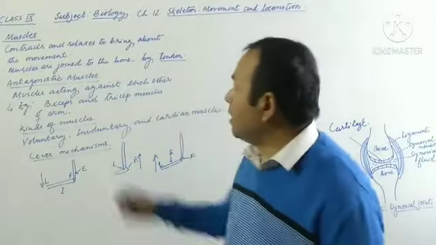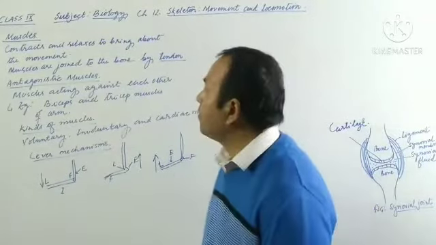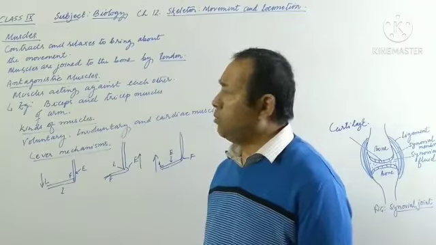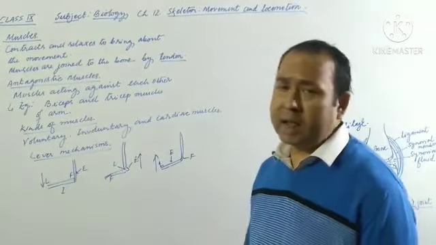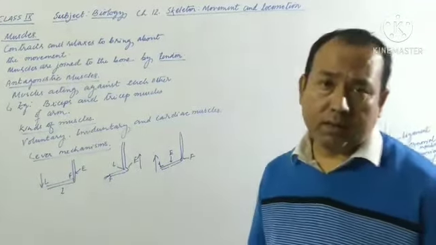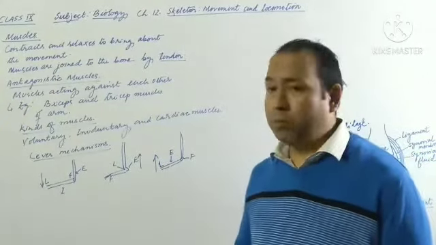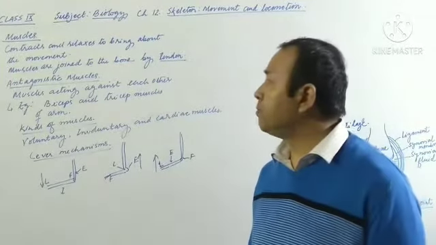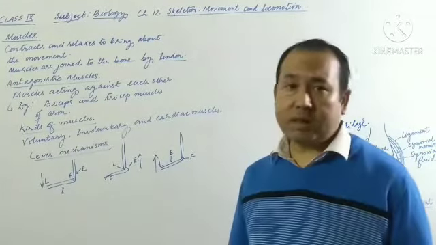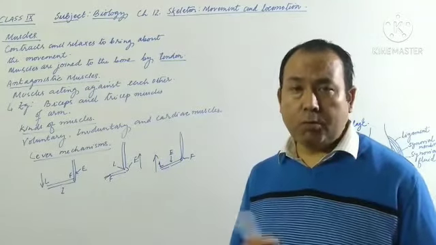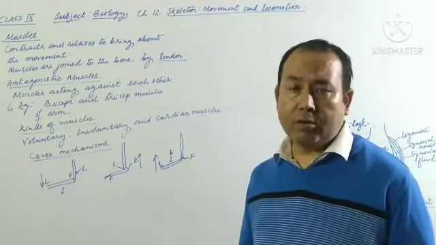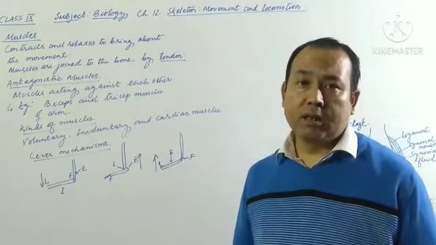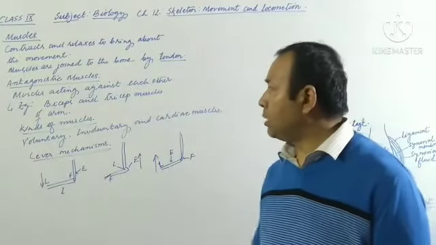Now let us come back to the topic, that is muscles. Muscles usually contract and relax in order to bring about the movement of the body parts. The movement of the body parts is mainly brought about by the muscles, by their contraction and relaxation. The muscles are usually joined to the bone with the help of the connective tissue called tendon. About the tendon also you might have learned before. That is, tendon connects the muscle to the bone or bone to the muscles.